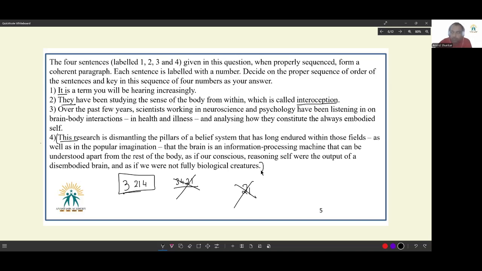4 is making a case that we have reached a point where we realize some of the widely held beliefs in science and even in popular imagination, they are not accurate. And after that, there should be a description of why it is not accurate, what has been discovered in the research. You will not go back to what scientists are doing. They have been studying the sense of body from within, which is called interoception. So 4, because the end of the sentence tails off into what our belief system has been wrong on so far. It cannot be a sentence that comes in between. It has to be the last sentence, because after this, you will most likely find another section or next set of sentences talking of what is wrong with the widely held belief. And therefore, the answer to this question will be 3, 2, 1.